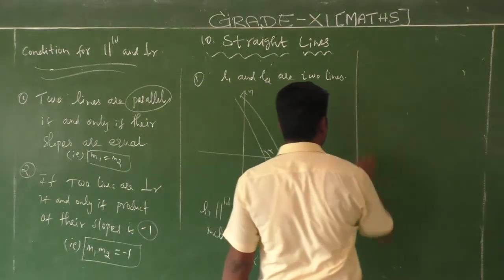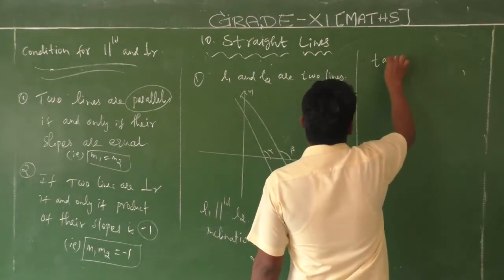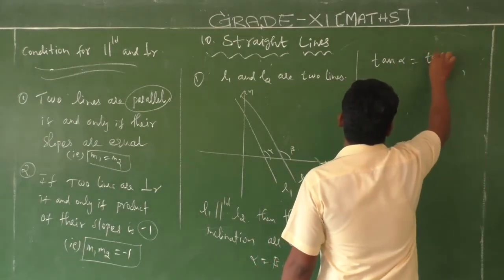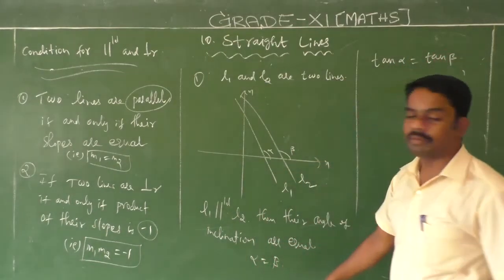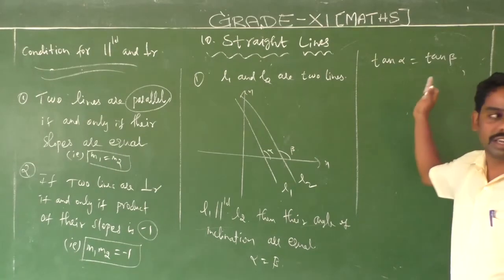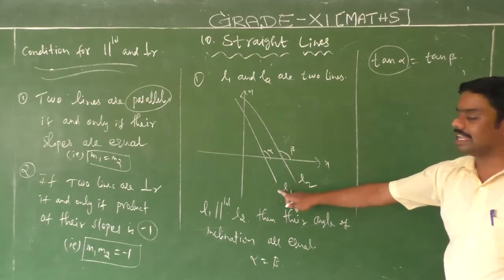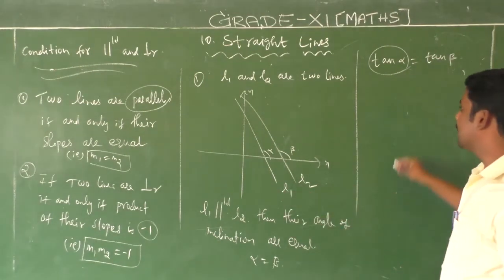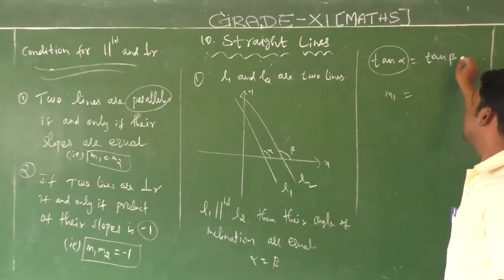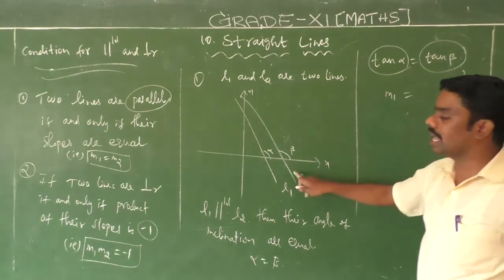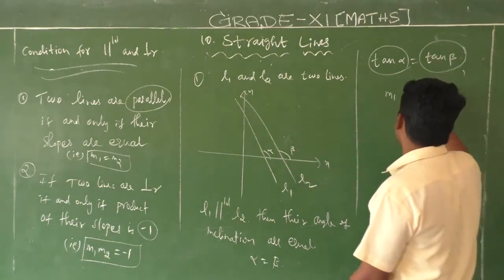If alpha equal to beta, then tan alpha is also equal to tan beta. Tan alpha is called the slope of the line L1, that is called m1. And tan beta is the slope of the line L2, that is called m2.